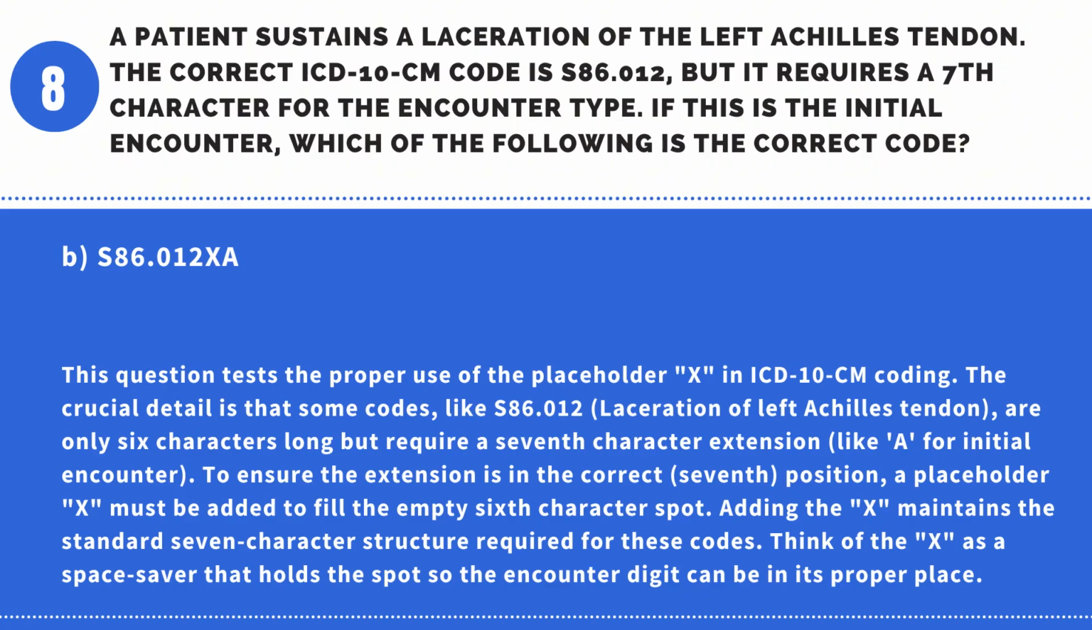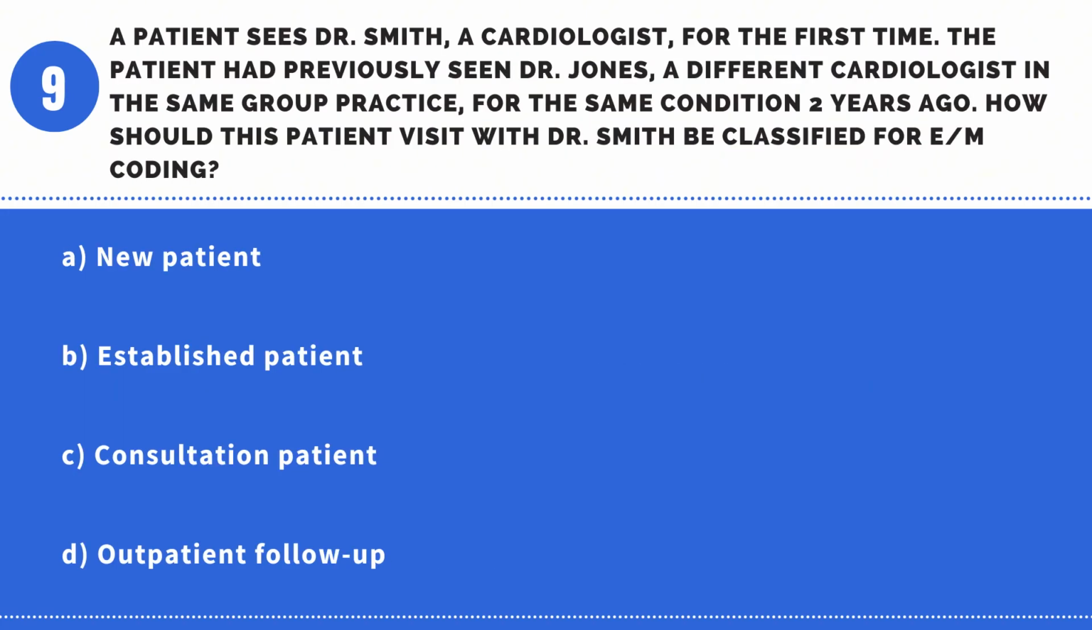Question 9. A patient sees Dr. Smith, a cardiologist, for the first time. The patient had previously seen Dr. Jones, a different cardiologist in the same group practice, for the same condition 2 years ago. How should this patient visit with Dr. Smith be classified for E/M coding? A. New patient. B. Established patient. C. Consultation patient. D. Outpatient follow-up.